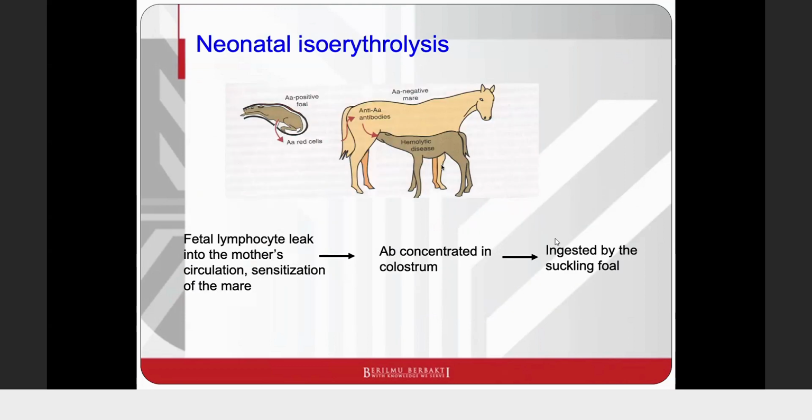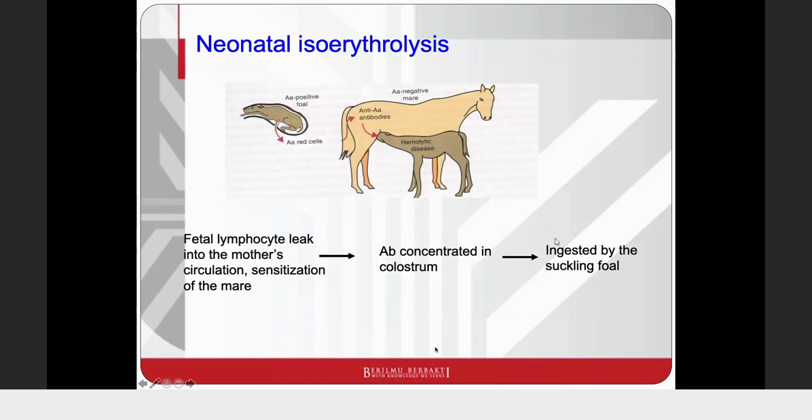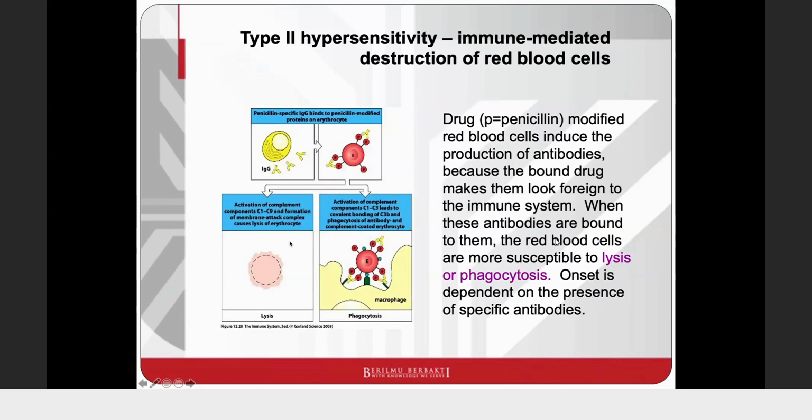Other than that, blood parasites, for example, ehrlichiosis in dogs, caused by Ehrlichia canis. These parasites, the same as penicillin, can absorb onto the RBC, causing the immune system to recognize it as foreign and destroy the RBC, right? So the penicillin I touched on just now, I have the picture here. Basically it modified the red blood cells here with its beta-lactam ring.